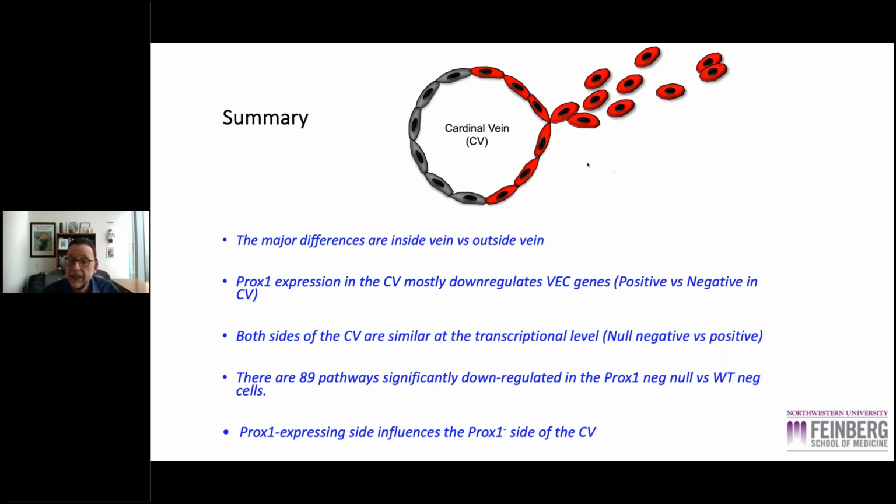Basically, the other important thing is that there are no obvious differences between both sides of the vein before Prox expression, so that's not the reason why Prox is polarized. And the other interesting result was that somehow, we still don't know how, Prox expression on this side influenced the negative side. Anyhow, that's where we are, and we are trying to eventually continue in this area of research.